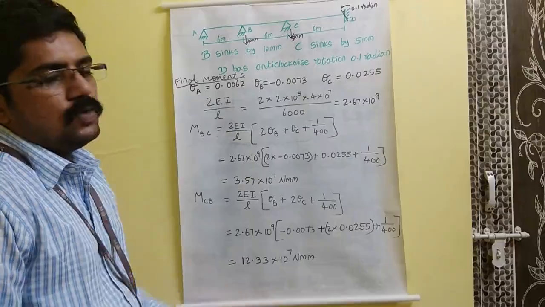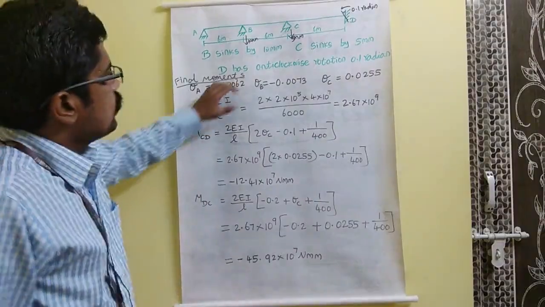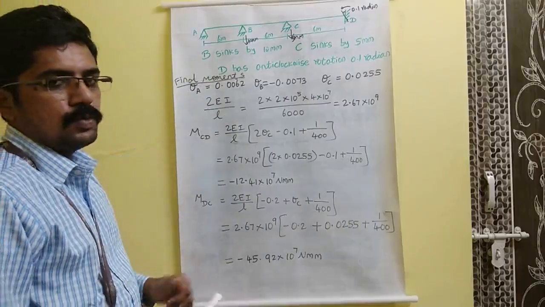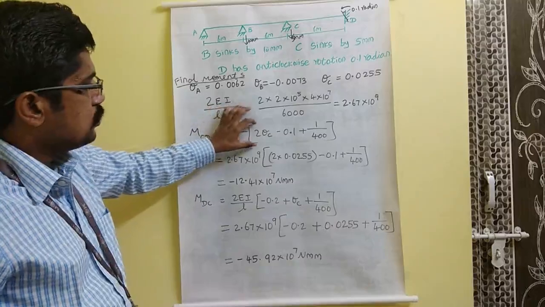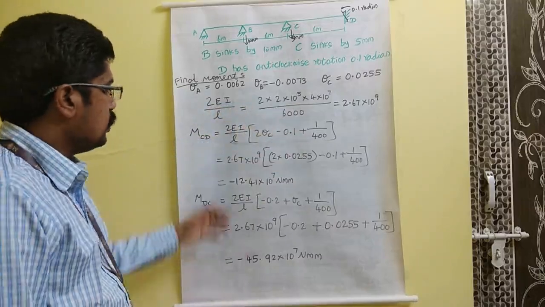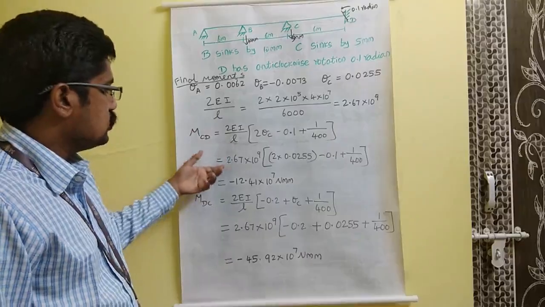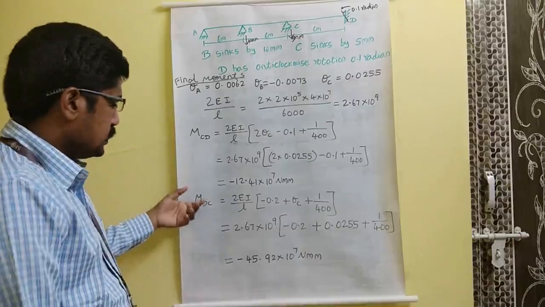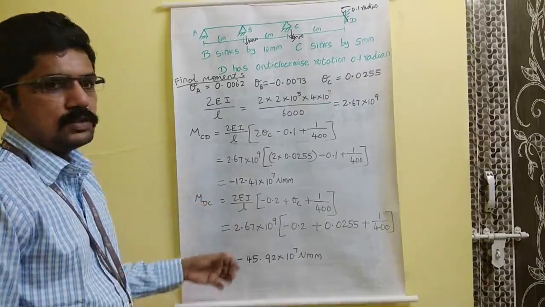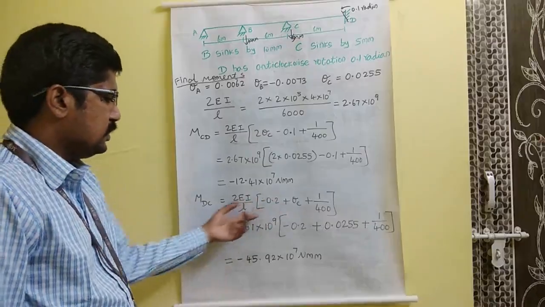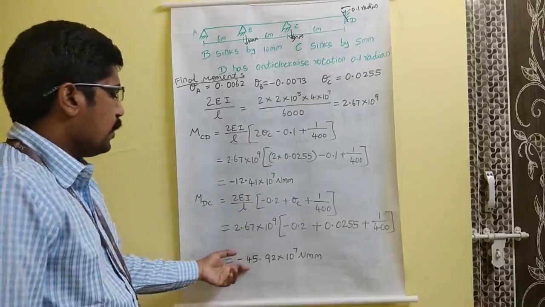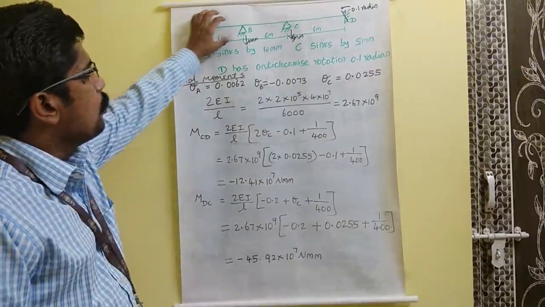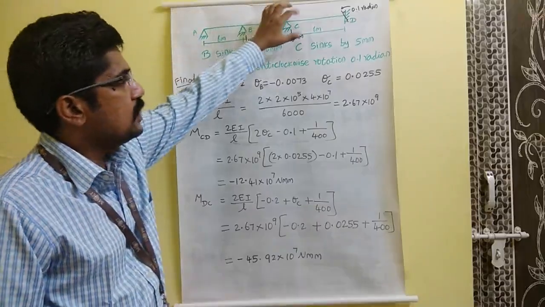Next we need to calculate for member CD. So next we are going to find the moment in member CD. So the MCD equation which we derived from the slope deflection equation is this, 2EA by L into (2 theta C minus 0.1 plus 1 by 400). By substituting the value of theta C in this equation, we are getting MCD as minus 12.41 into 10 power 7 Newton mm. Next, the MDC value which we have derived from the slope deflection equation is this. By substituting the theta C value in this equation, we are getting it as minus 45.92 into 10 power 7 Newton mm. So we have found all the moments, that is moment at A, moment at B, moment at C and moment at D.